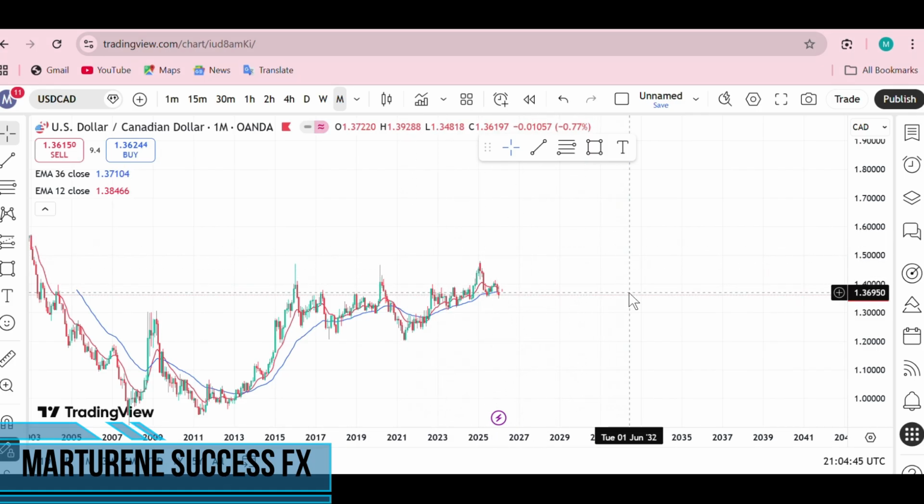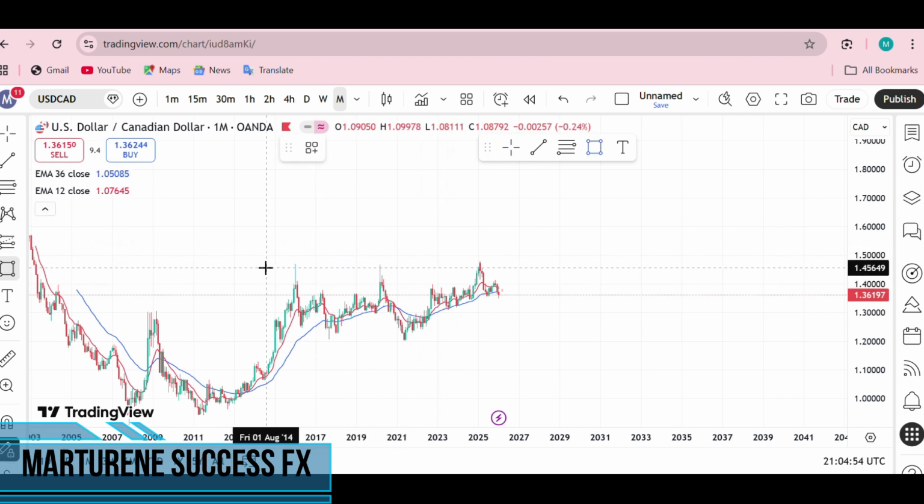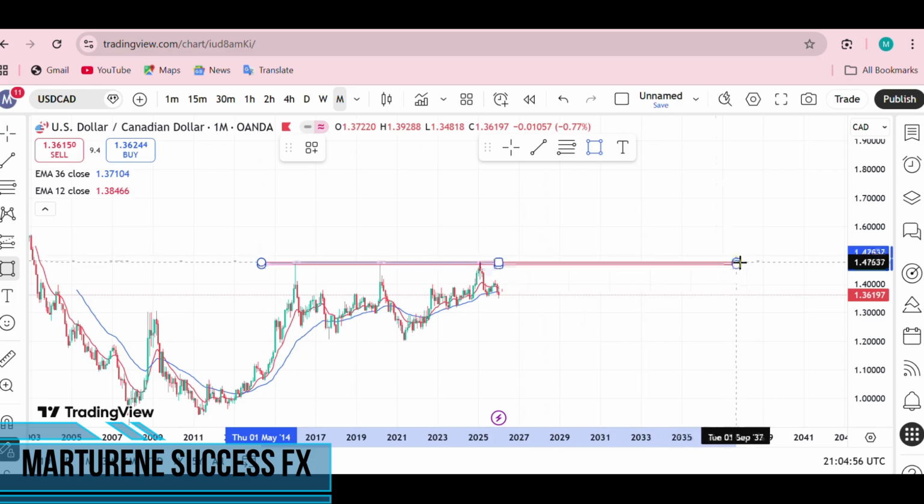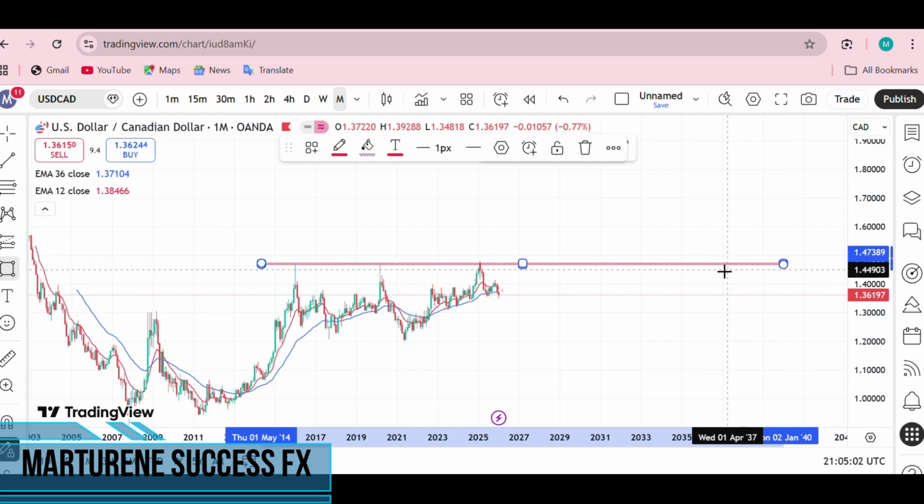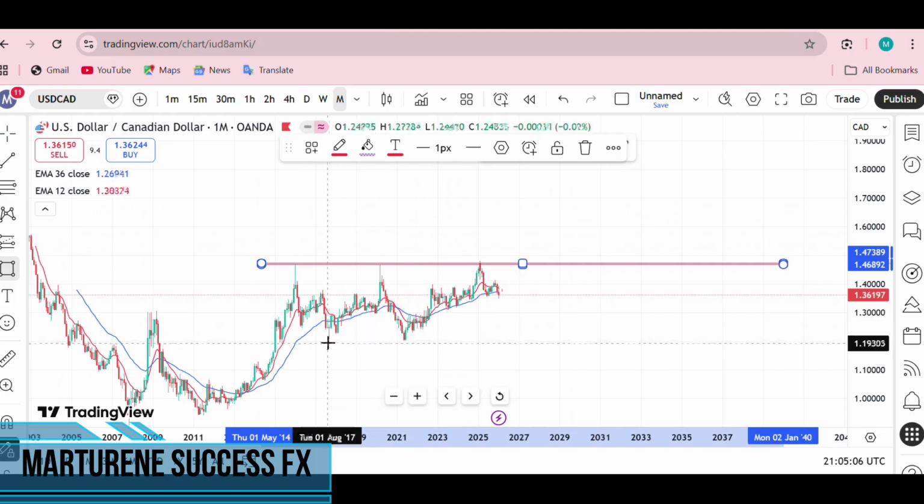You can plot support and resistance. But as I can see, there's really just one resistance level here that I can plot. Let me go ahead and plot it. Okay, this is it. The other zones you can plot, but I would like to go down to a lower time frame to plot them.